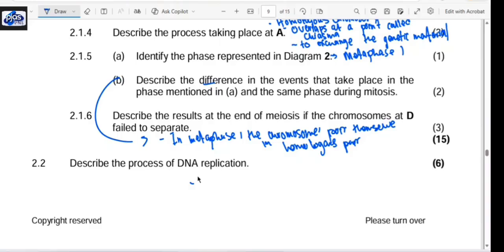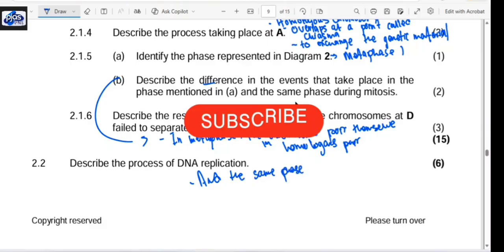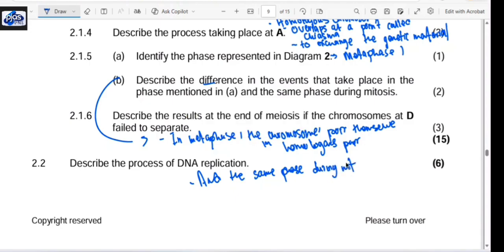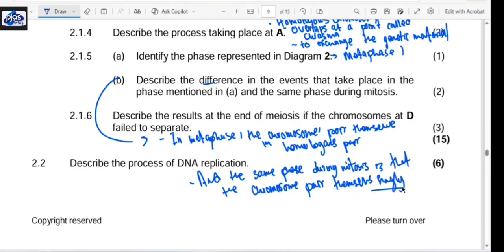Then you say that the same phase during mitosis, the chromosomes pair themselves singly at the equator of the spindle fiber. Yes, you can end up by saying that.